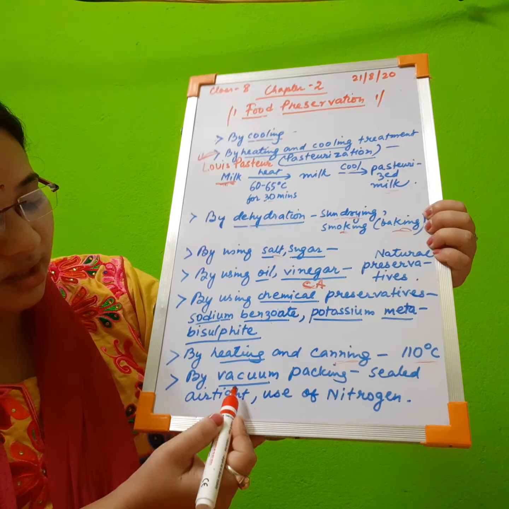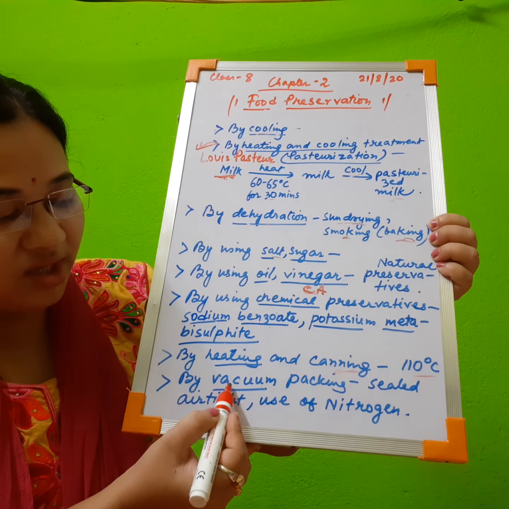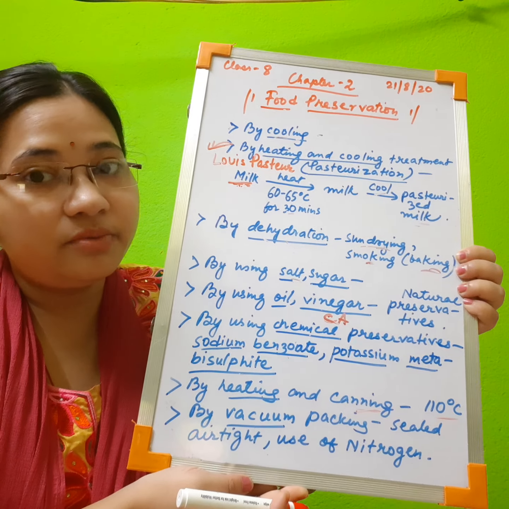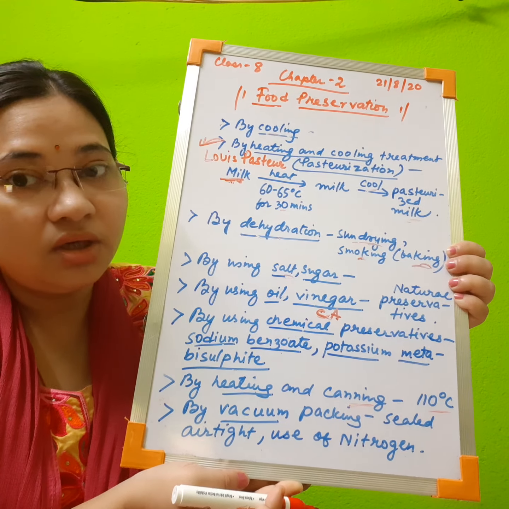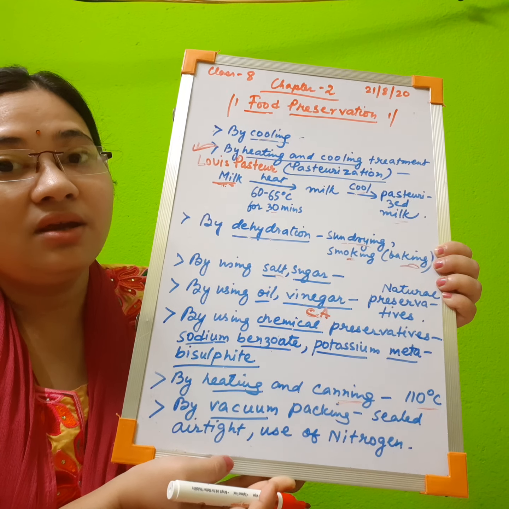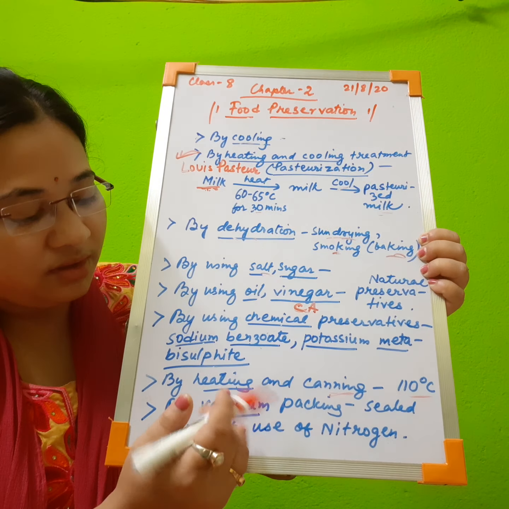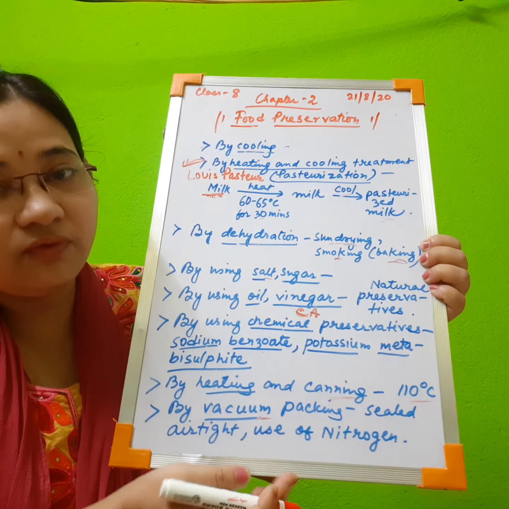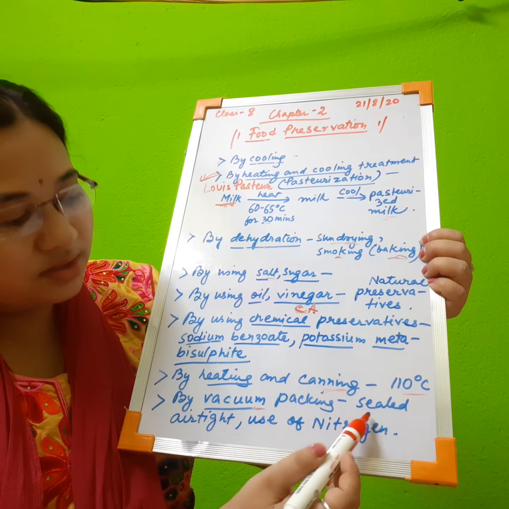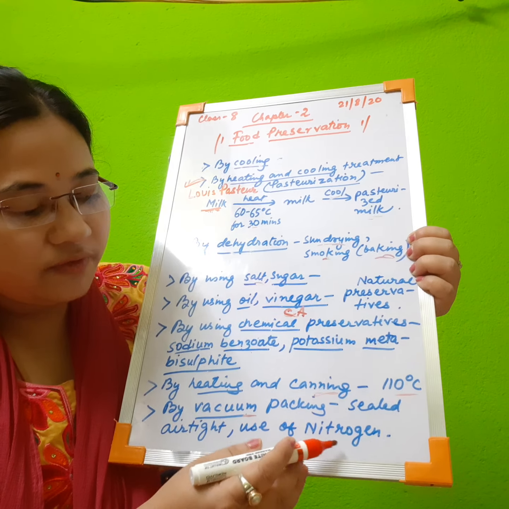And the last way by which food preservation is done is vacuum packing. Vacuum, V-A-C-U-U-M. Vacuum means to remove all the air that is present inside the packet or the food, and then pack the food. Like in the case of Lay's chips, you have seen the packet is very much swollen, which means it has been devoid of any kind of oxygen that is present inside the packet. That is by sealed airtight processes and use of nitrogen.